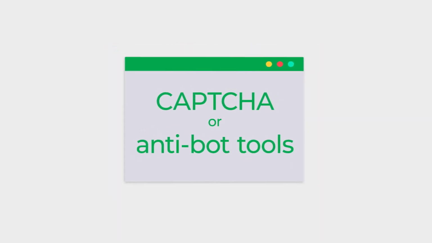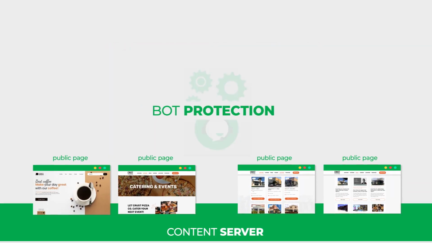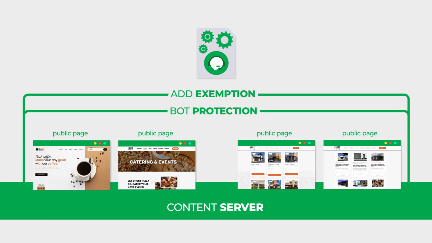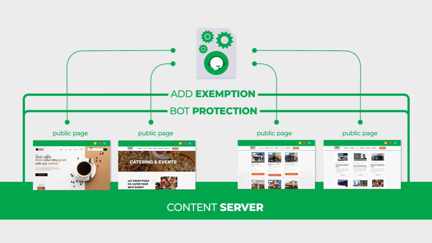CAPTCHA or anti-bot tools. Bot protection can intercept crawler requests. To fix this, add an exemption for the crawler's user agent, so requests are allowed to pass.